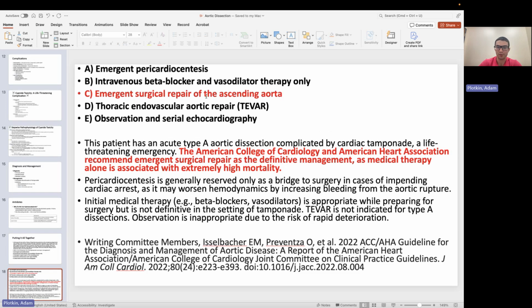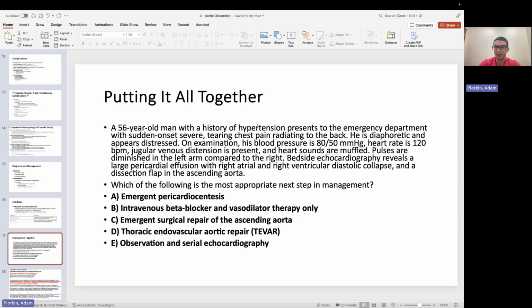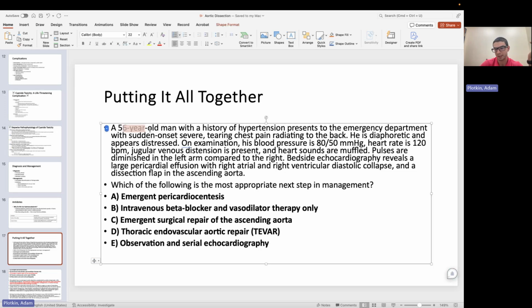So in this case, we're definitely going to want to do emergent surgical repair of the ascending aorta. This comes straight from the American College of Cardiology and the AHA's guidelines for aortic root disease. So just looking back, does everything jibe with aortic dissection? We've got a relatively older man, like 56. He's got this history of hypertension. Remember, the most common risk factor. He's got this sudden onset severe tearing chest pain radiating to the back. Everything's clicking, working out perfectly the way we've talked about it.